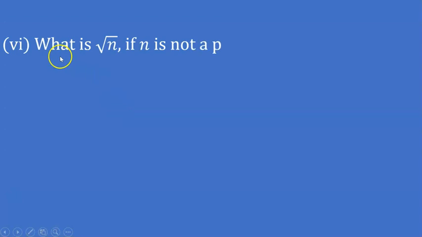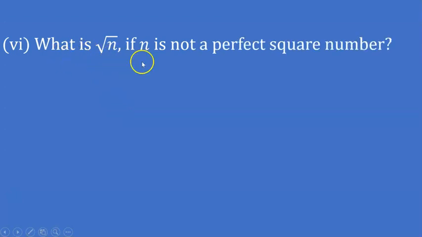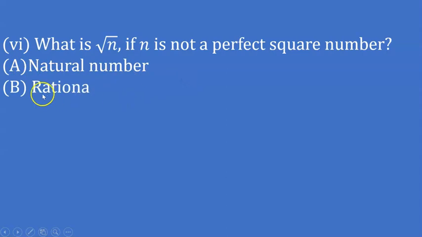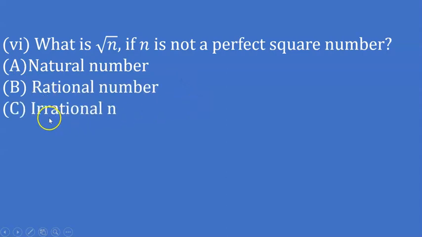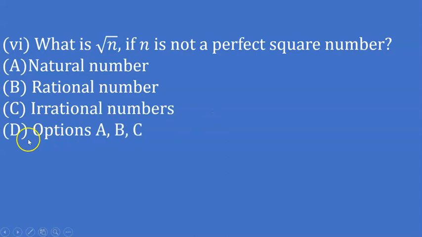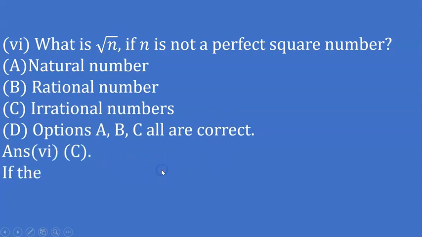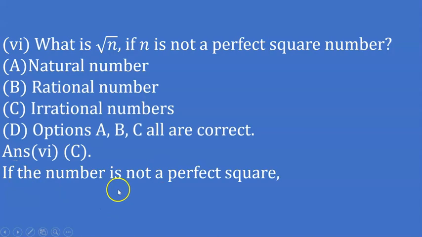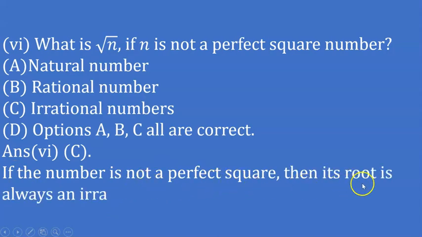Now next, what is root of n if n is not a perfect square number? Okay, first option is a natural number, a rational number, irrational numbers, and D, option A, B, C, all are correct. If n is not a perfect square, then the root of n is an irrational number. Okay, here option C is correct. If the number is not a perfect square, then its root is always an irrational number.